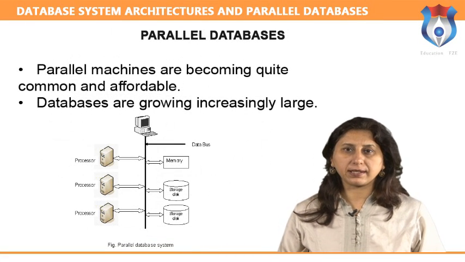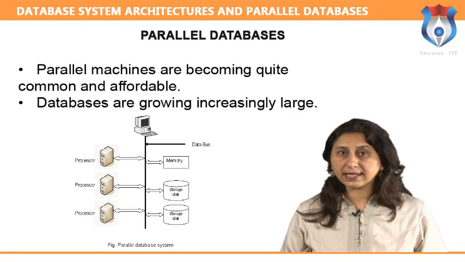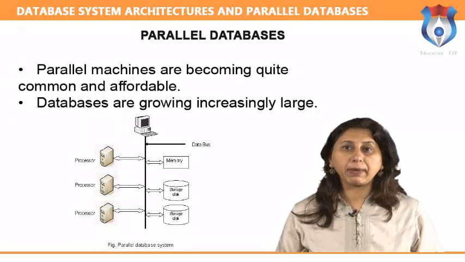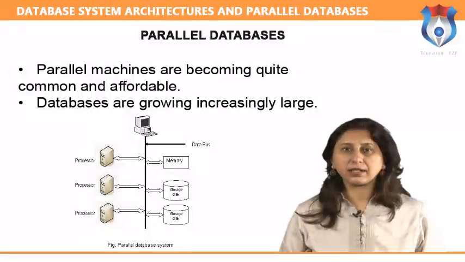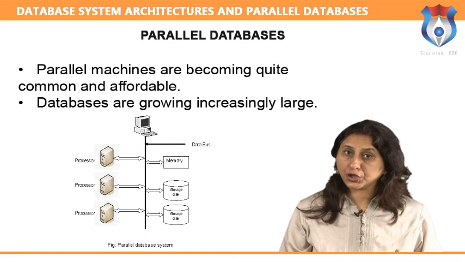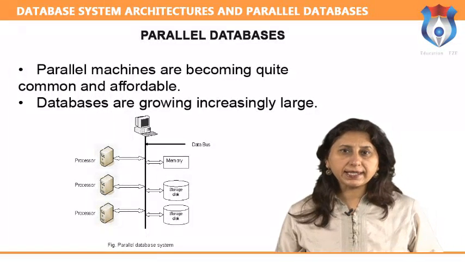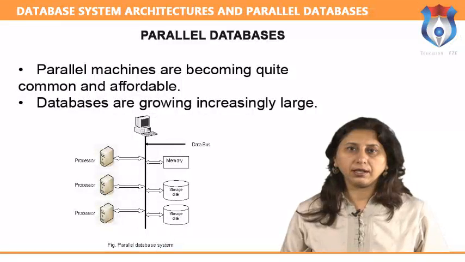Parallel databases. Prices of microprocessors, memory and disks have dropped sharply. Recent desktop computers feature multiple processors, and this trend is projected to accelerate. Large volumes of transaction data are collected and stored for later analysis. Multimedia objects like images are increasingly stored in databases.